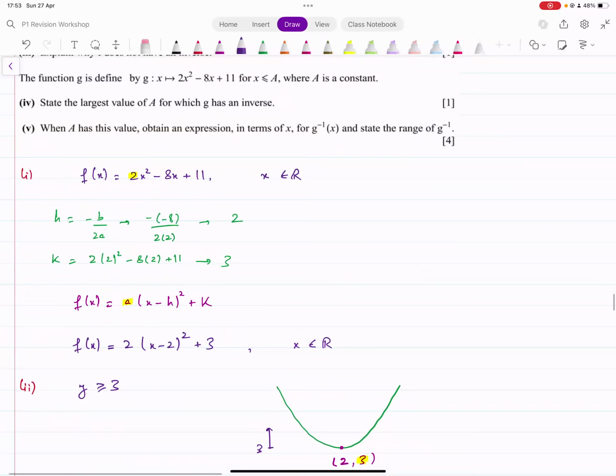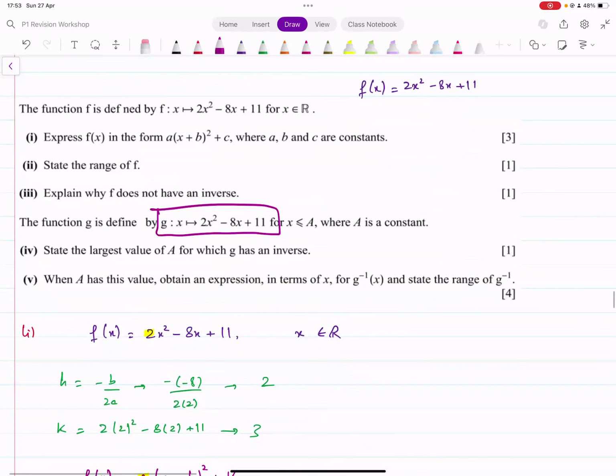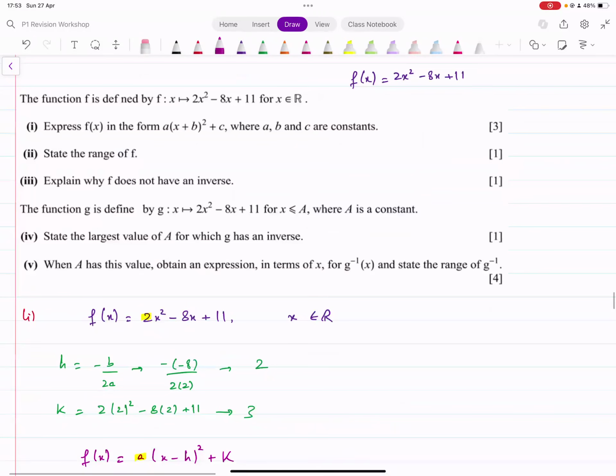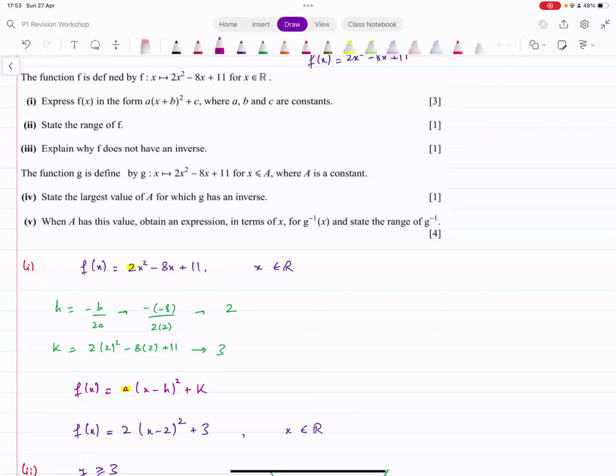It says there's another function g of x, and that is 2x squared minus 8x plus 11. It's the same function as before, same expression as before, but the domain has changed. And the domain is that x is less than or equal to some value a. Now, we need to state the largest value of a for which this g of x function would have an inverse. Now, what's the graph of this function going to be like? It's a U-shaped graph like this. And they are saying that the domain of this graph is x less than or equal to a.